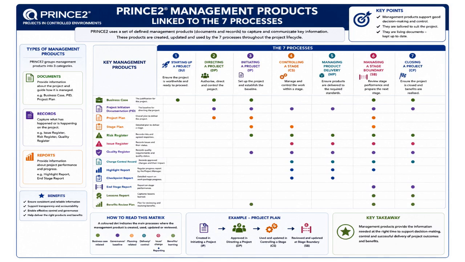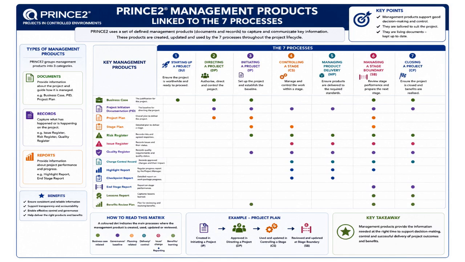The project initiation documentation, or PID, is created during initiating a project. It acts as the master governance document for the project. The PID defines the project scope, governance structure, risk management approaches, quality management approaches, communication strategies, and overall delivery baselines. Without the PID, the project would lack structure, clarity, and formal governance control.